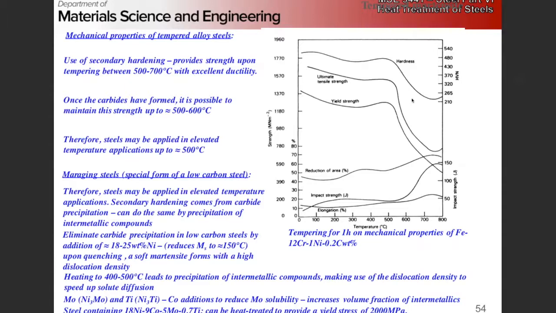We don't have very much, if any, carbon in solution anymore by the time that we're done, right? So essentially, these are going to behave much more like a precipitation strengthened aluminum alloy than a steel, right? It's still BCC, it's still ferrite, but in principle, we can think about them in the same way because we don't have all these interstitials, right?